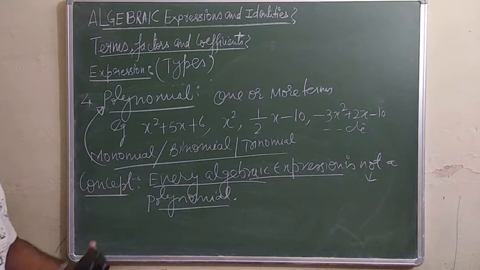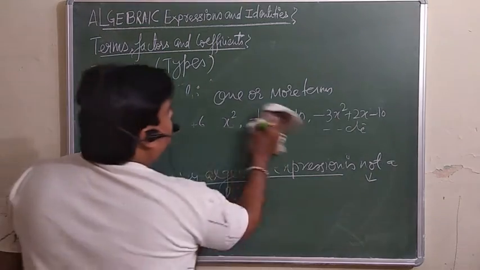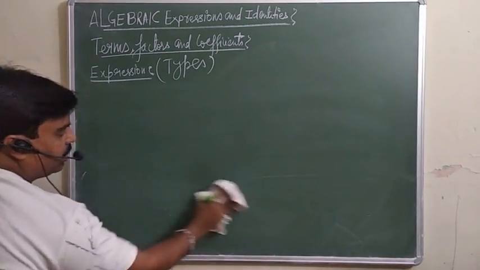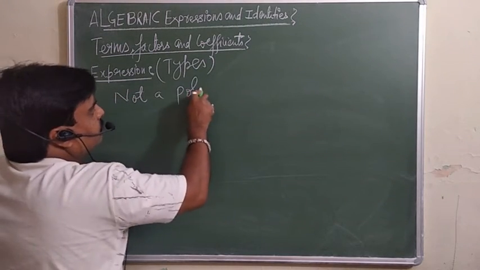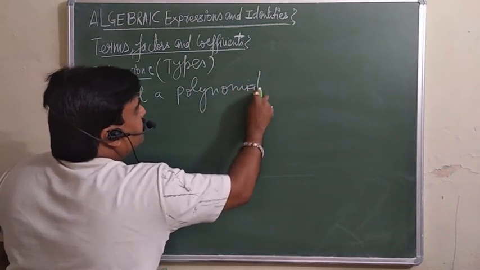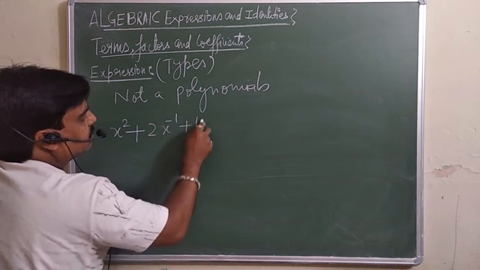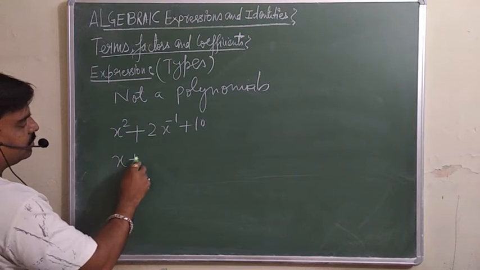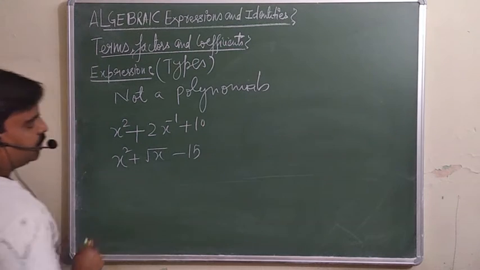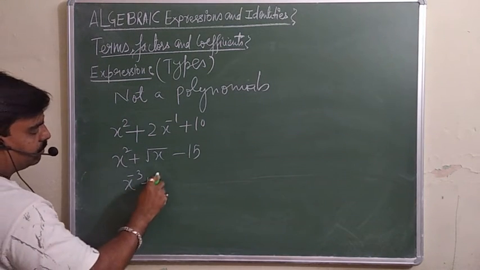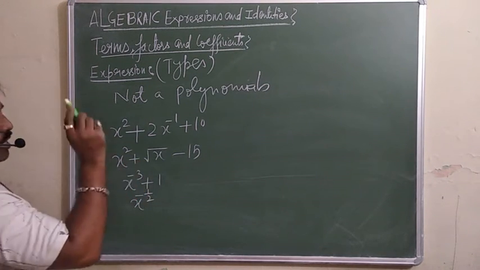तो कोई भी algebraic expression polynomial नहीं होगा in case if the exponent of the variable. Just I am taking the example of not a polynomial. These are not the polynomials. For example, x square plus 2x raised to power minus 1 plus 10, x plus x square plus root x minus 5 or 15 is not a polynomial. x raised to power minus 3 plus 1, x raised to power 1 over 2.